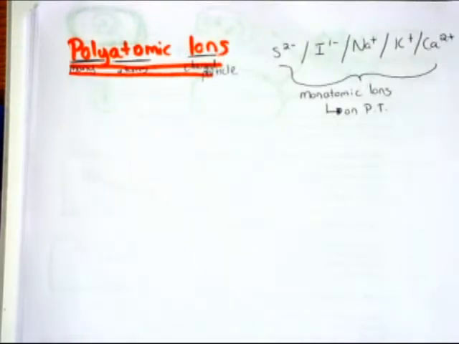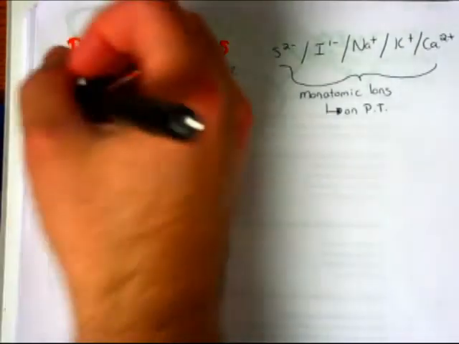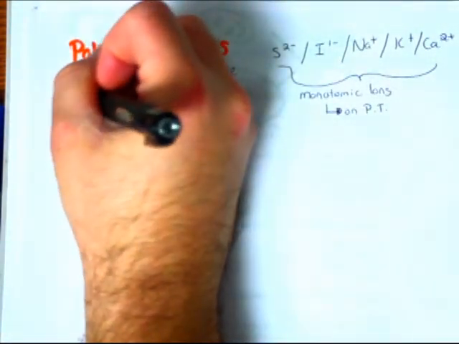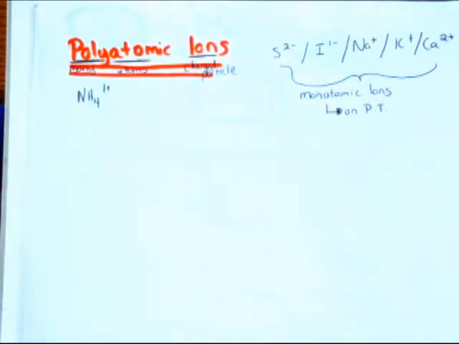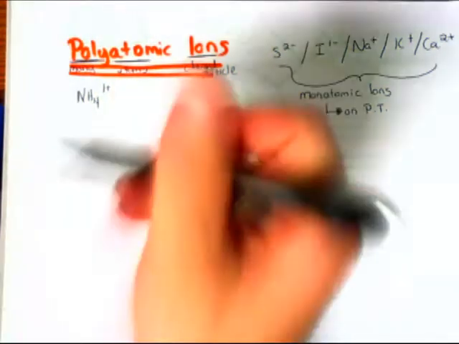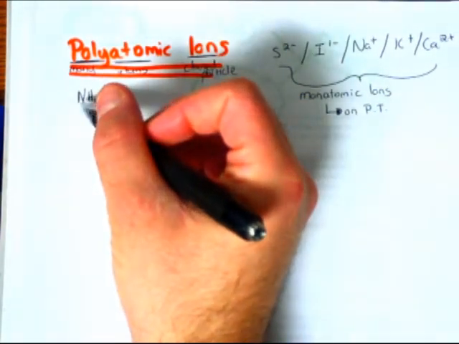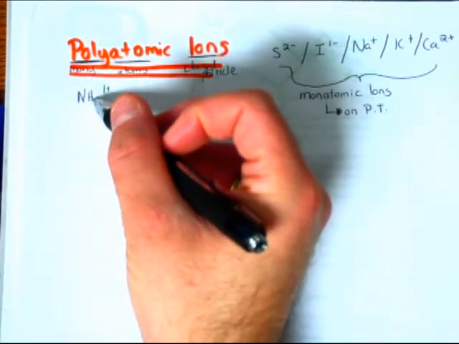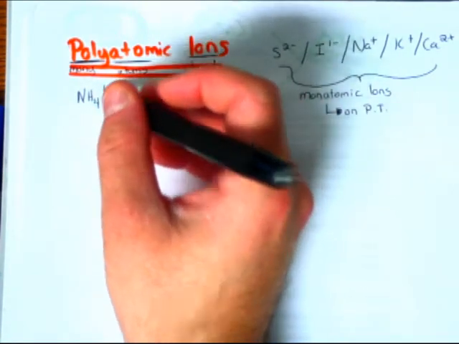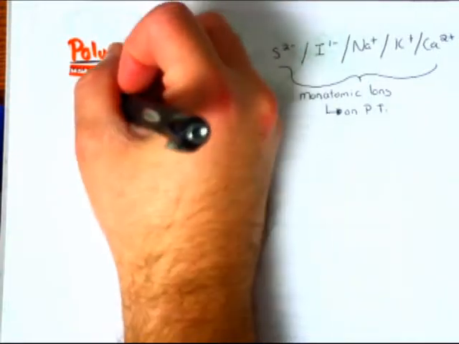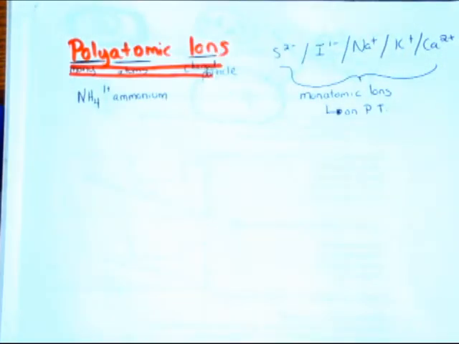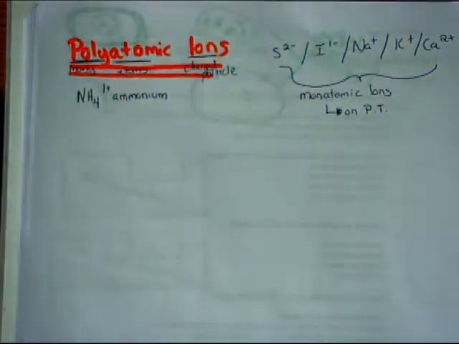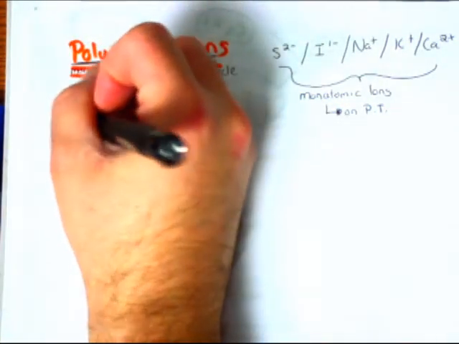There's some polyatomic ions that you have to know. Here's a listing of some of the ones that you do have to be familiar with. NH4 1+. Do you see how many atoms are in this one? How many N's are there? There's 1. How many H's are there? 4. So there's 5 atoms there, and it's having a charge. The name of this is ammonium, NH4 1+.